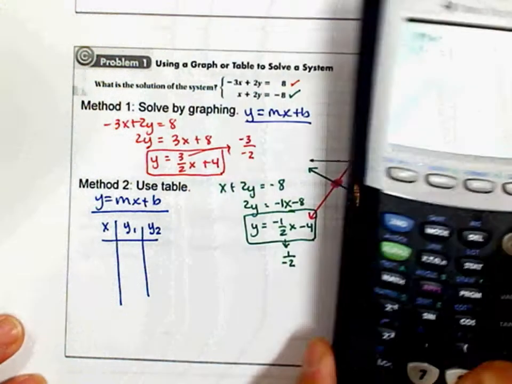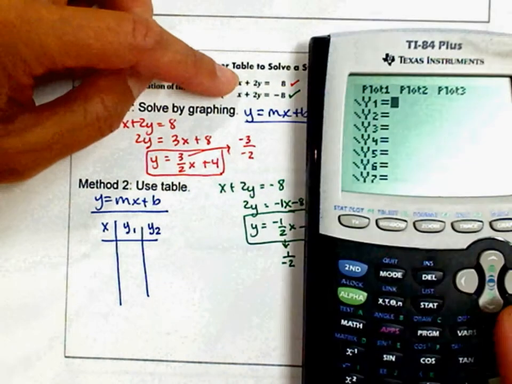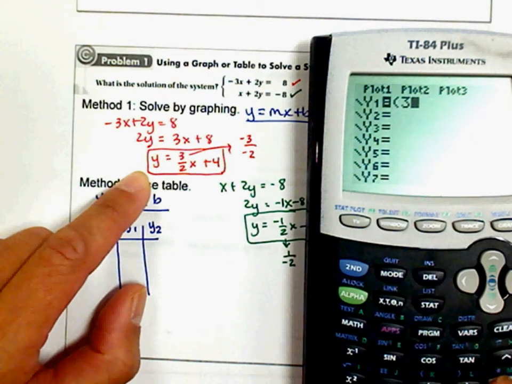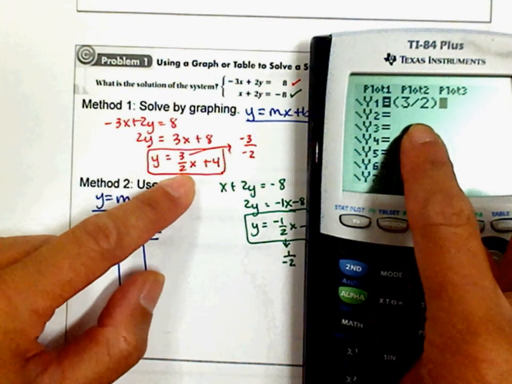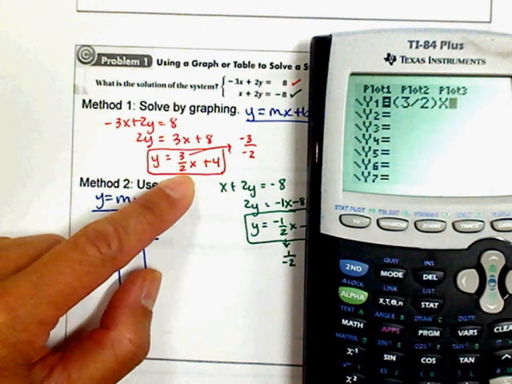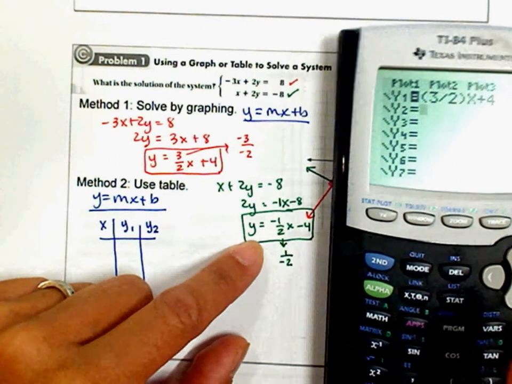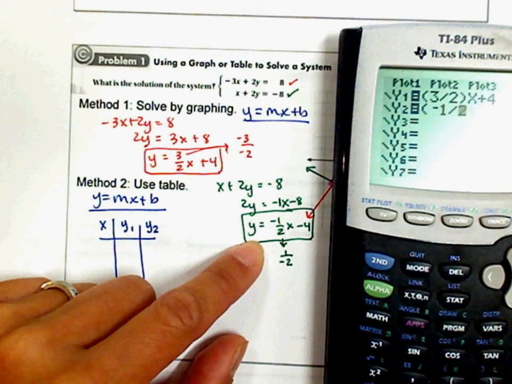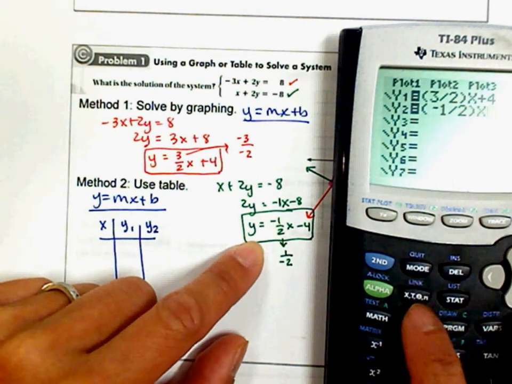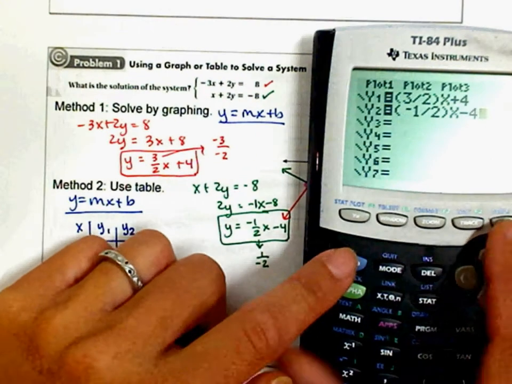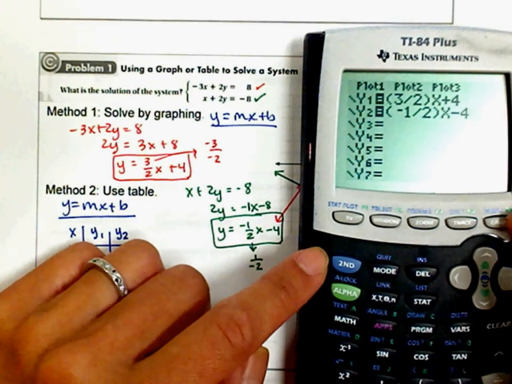All right, here we go. So I'm going to enter this one first. So parentheses, 3 divided by 2. Anytime you have a fraction, if you put parentheses around it, you'll never miss, plus 4. Your second one is parentheses, -1 divided by 2, x, here's the x you use, minus 4. And go to your table. Now notice table is in blue. So I hit second graph.